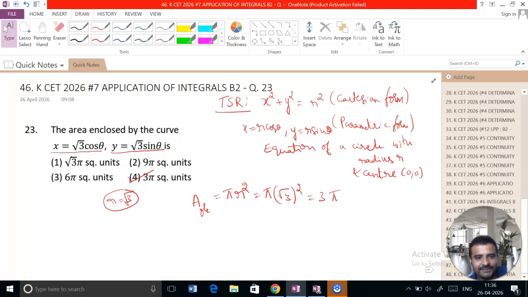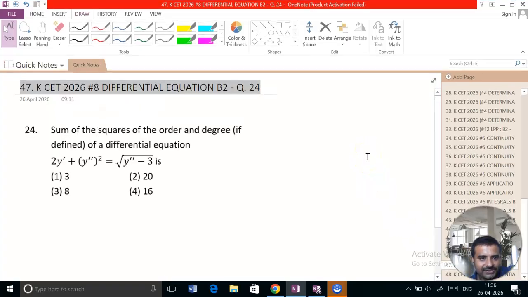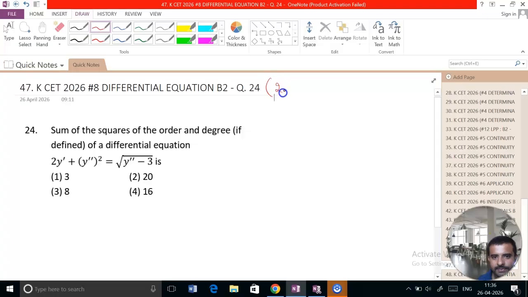So these are the two questions they gave from application of integral. I'll move on to the last concept of today's session, that is question number 24 in your question paper code B2. This year they gave two questions from differential equations, same as last year. One question from order and degree, another from integrating factor. When it comes to question number 24, they gave the sum of the squares of the order and degree.